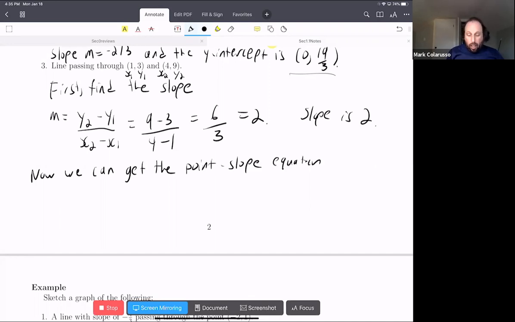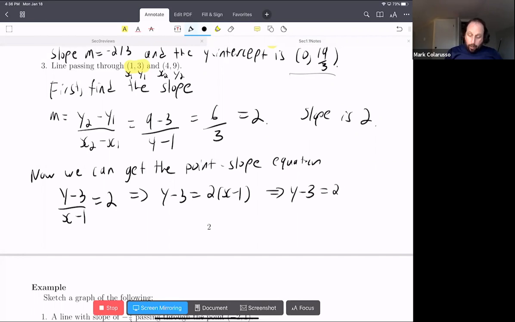So I can use either point for this point slope equation. Let's just use 1, 3 because the numbers are smaller than 4, 9. So we get (y minus 3) over (x minus 1) is the slope, 2. I'll rewrite this in the intercept form, and maybe that is the fastest thing to do. So y minus 3 equals 2 times (x minus 1). And so this is y minus 3 equals 2x minus 2.